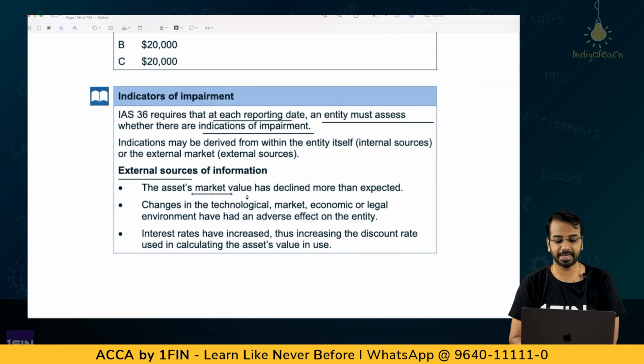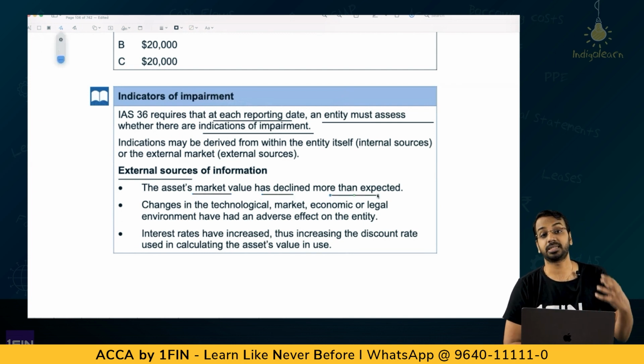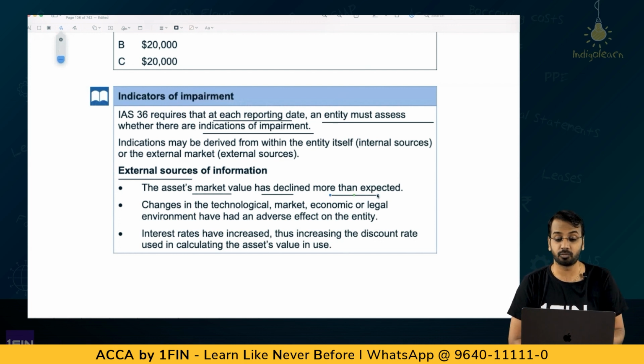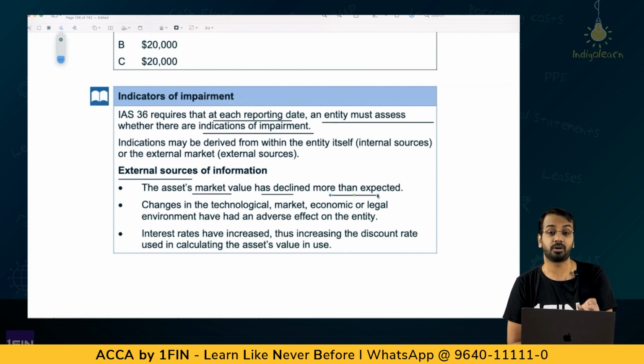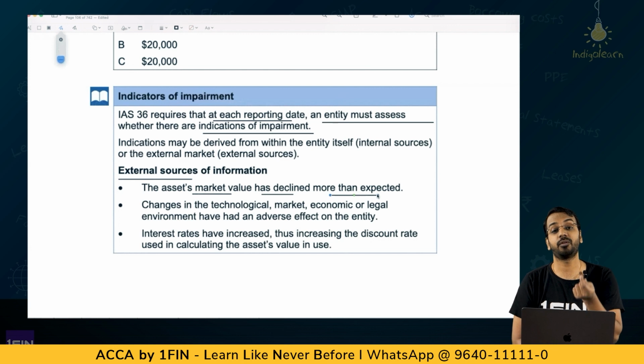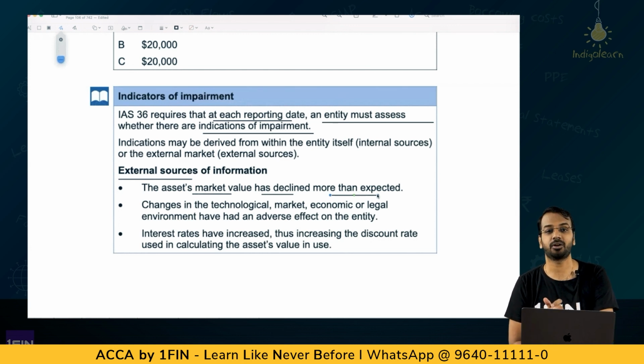First is that the asset market value has declined more than expected. In the case of land and building, instead of going up, it is continuously going down. Or when you have assets related to technology, for example, computers or mobile equipment or any technology used in a manufacturing process, these technologies get outdated pretty fast. When they do, the value of this technology will keep on falling. So, that could be an indicator of impairment.